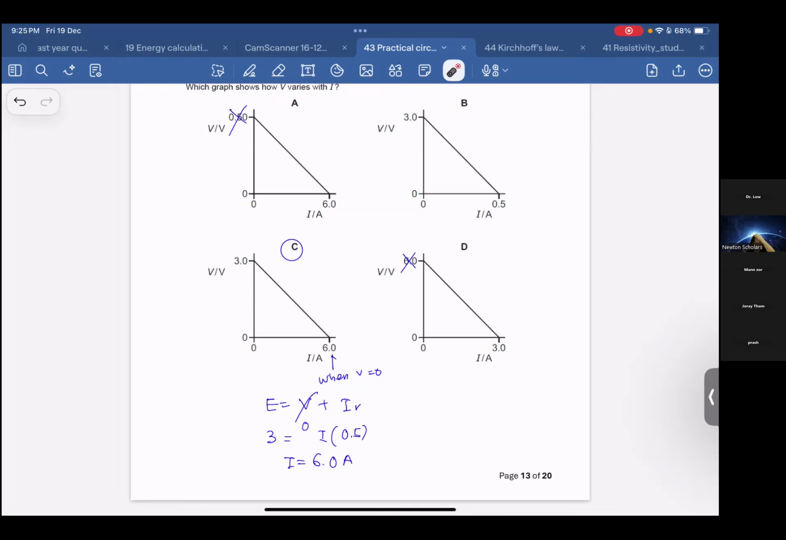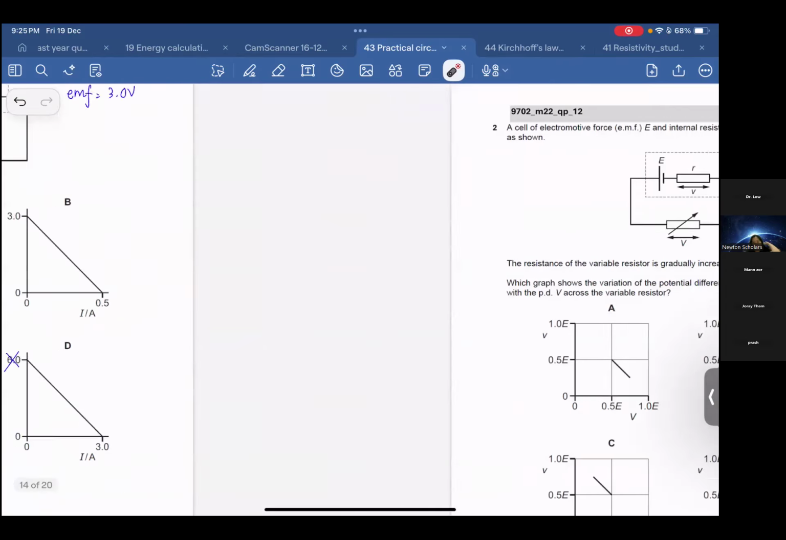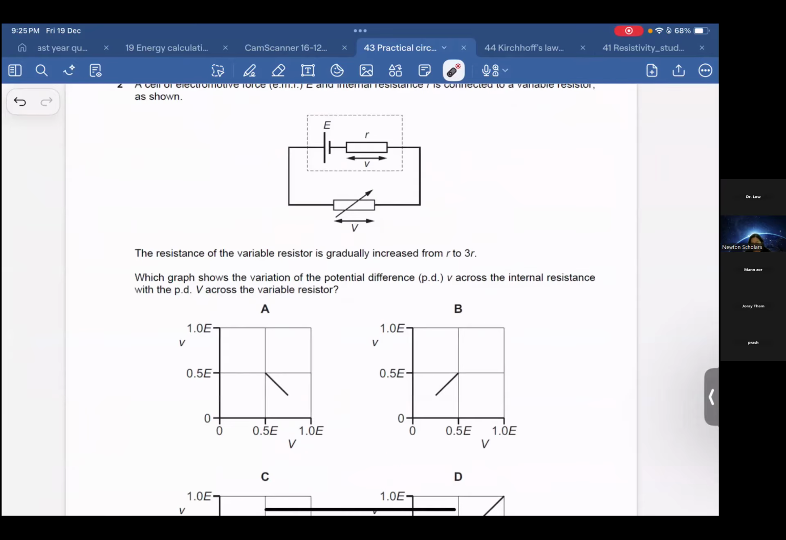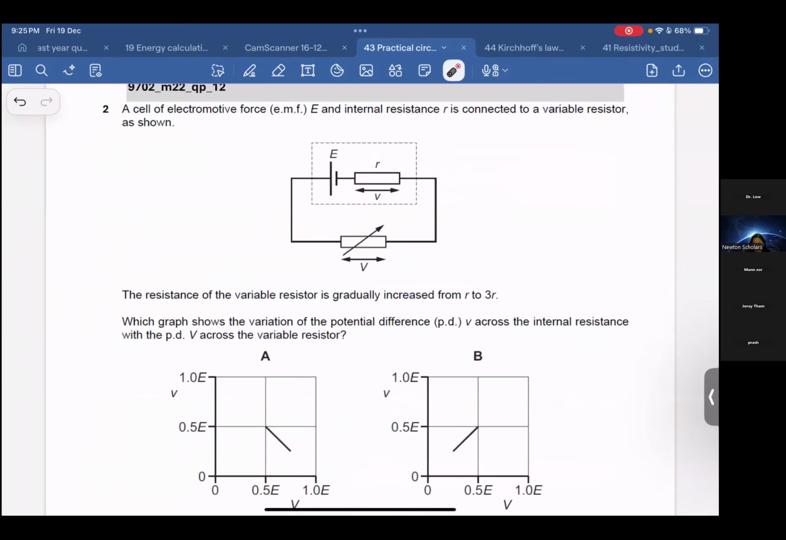Okay, we go to your next page, page 14. Page 14, this one a bit tricky, okay? We do it step by step. Okay, this one is the cell of EMF E, internal resistor r. Then this variable resistor can be changed, gradually increase from R to 3R.